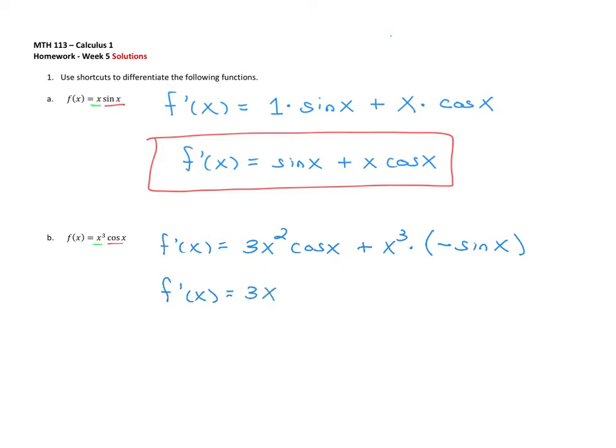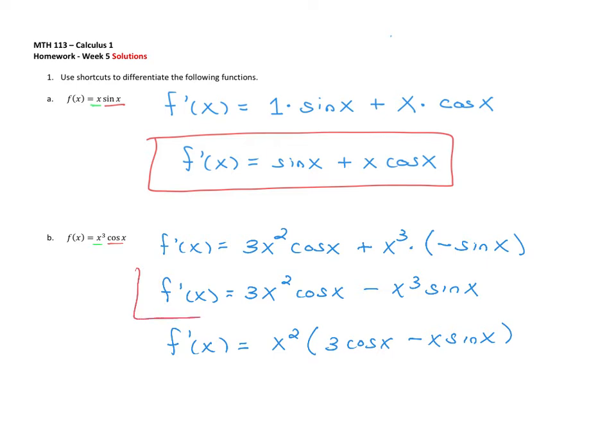Let's see, this is 3x squared times cosine of x minus x cubed times sine of x. This could also be factored. Let's see. You can remove an x squared from both terms, leaving this as 3 cosine x minus x sine of x. I really don't think any are preferable, but you could leave your answer like this one here.